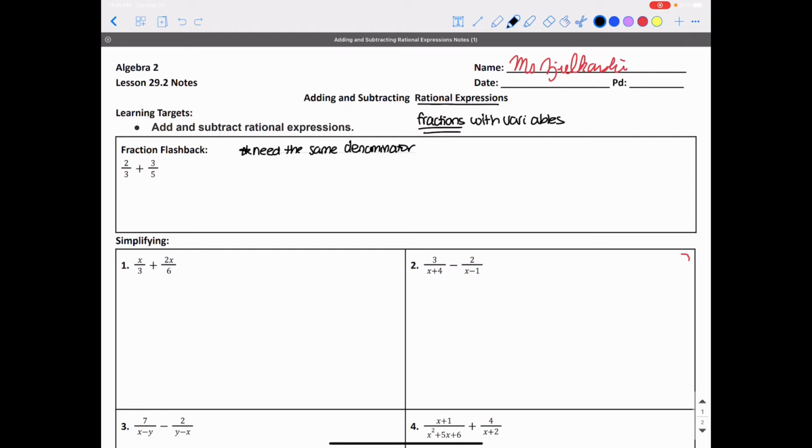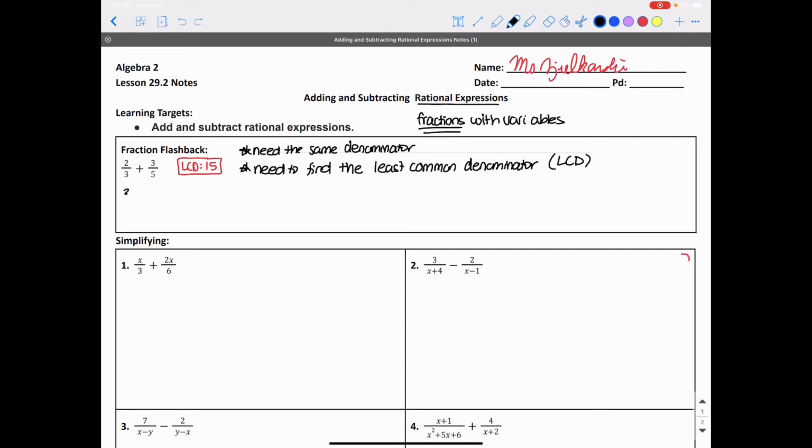So I need to find the smallest number that both of them fit into. The least common denominator. And we use LCD, the acronym, to talk about it. So we need to find the LCD, the least common multiple between 3 and 5. That is 15. The least common multiple between 3 and 5 is 15. That's the smallest number that both 3 and 5 fit into. So I'm going to change the denominators to be that.